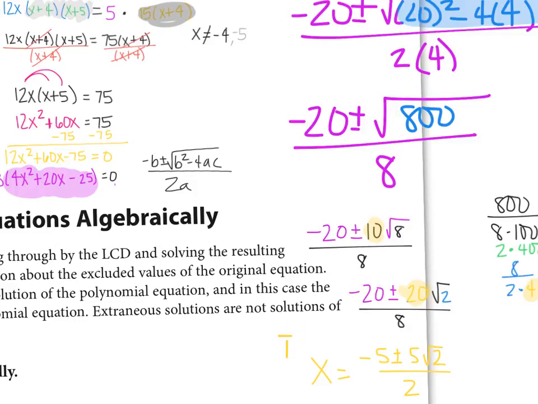But sometimes, and we're going to do one in a second, when we get our answers, one of the answers we come up with is one of our excluded values. And when that happens, that means that number can't actually be an answer.